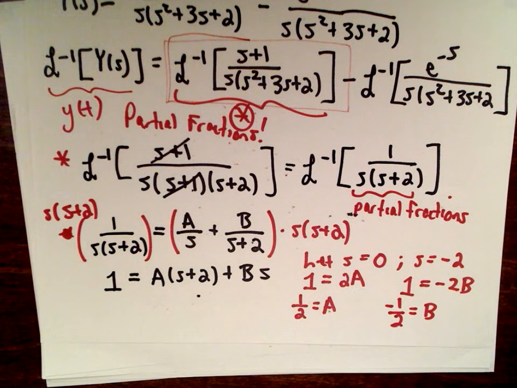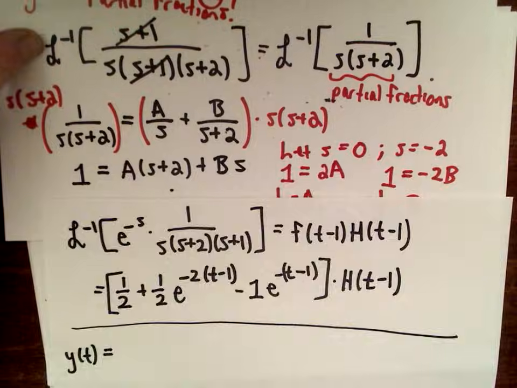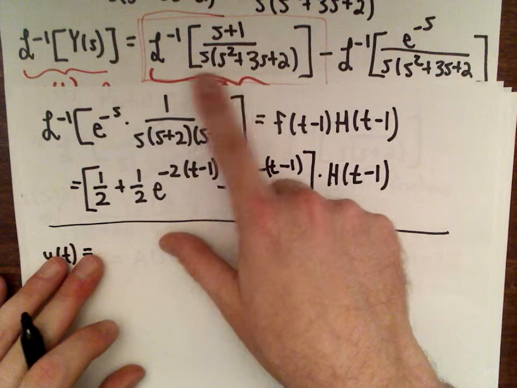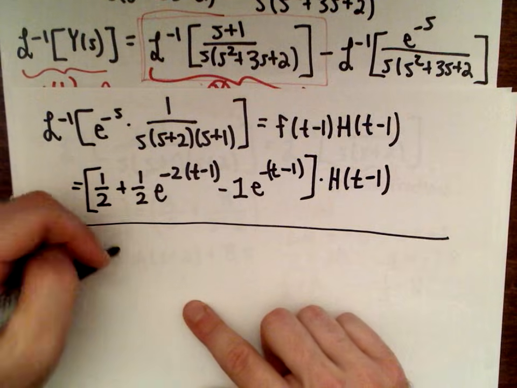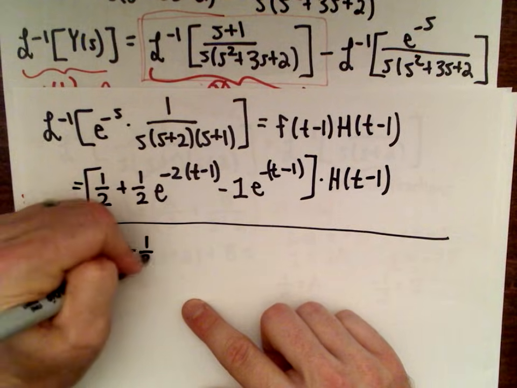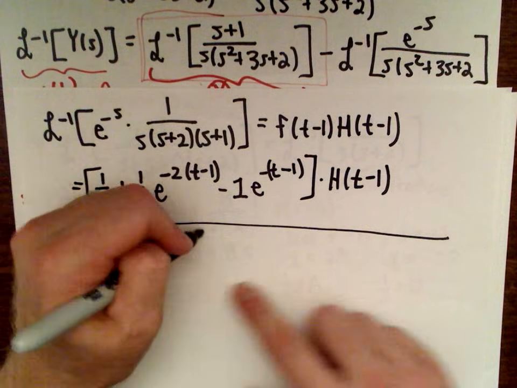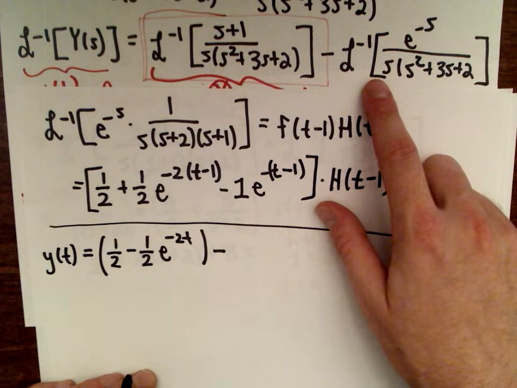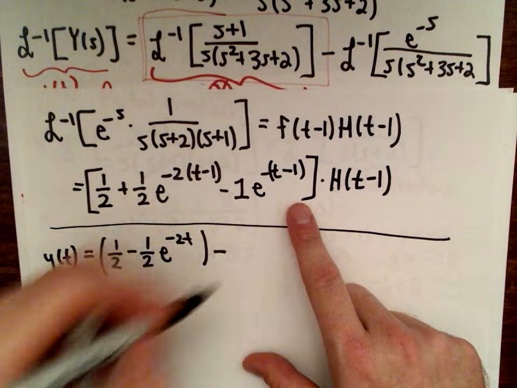I think I've lost the piece of paper that it was on. So when we computed the inverse Laplace transform of this term, what did we get? We had 1/2 minus 1/2 e to the negative 2t. And then we have to subtract away the inverse Laplace transform of e to the negative s divided by s multiplied by s squared plus 3s plus 2. That's what we just figured out. That's all of this stuff.